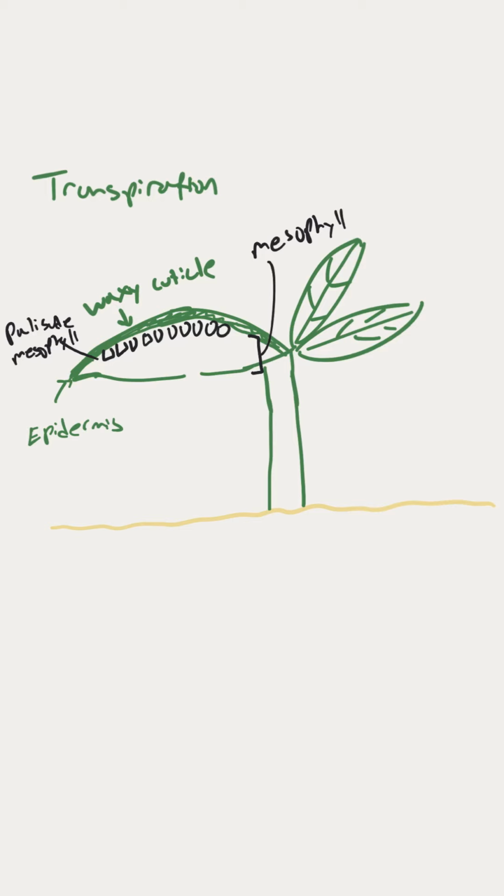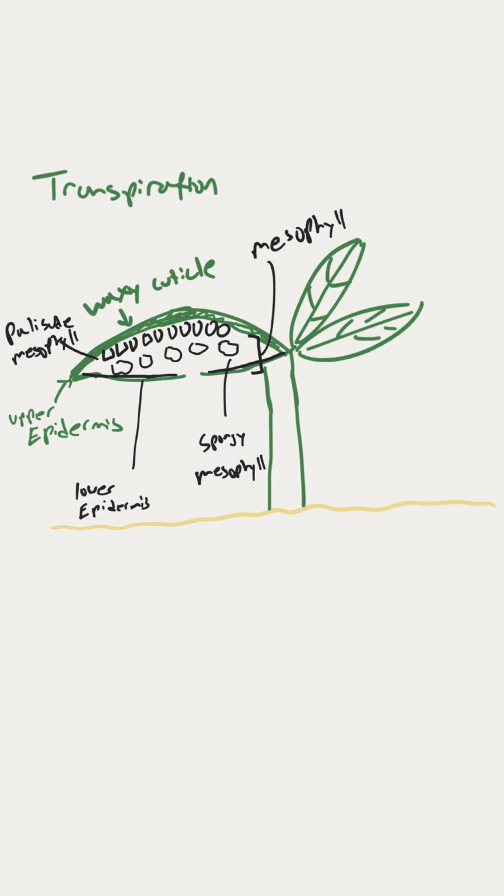And then below that, the cells are not quite as tightly packed together. This allows for the gas exchange. And this layer is called the spongy mesophyll. And then we have a lower epidermis. We'll keep that in black so we can distinguish. So the lower epidermis. And this one that we did earlier is the upper.